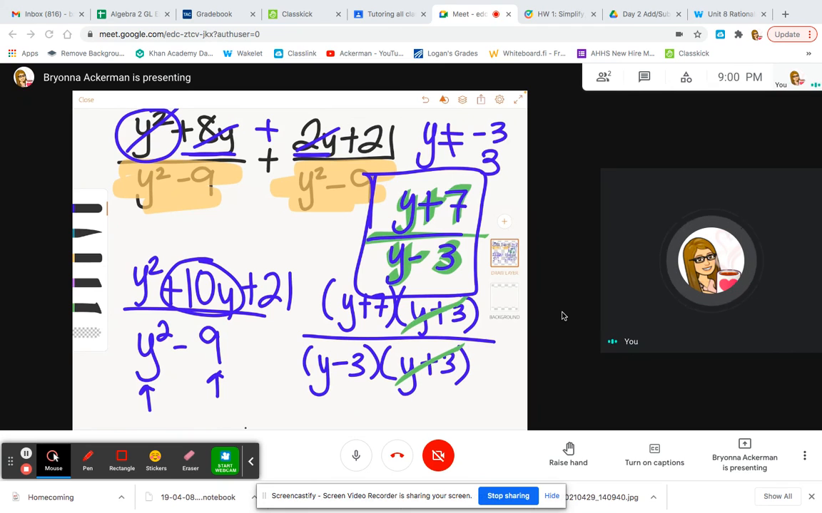So that is adding, and there's the same rule with subtracting when you have common bases. The next video is when we don't have common bases.